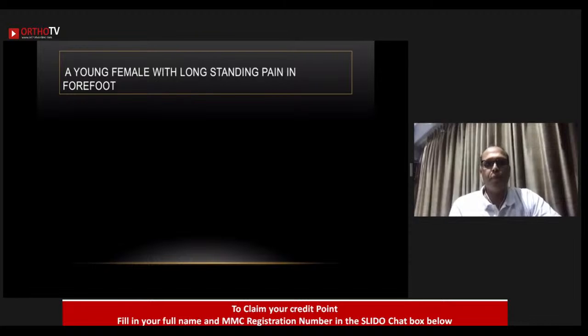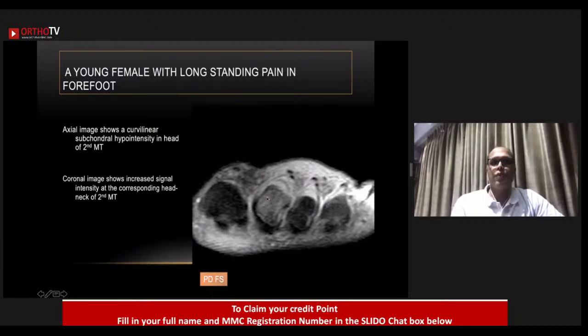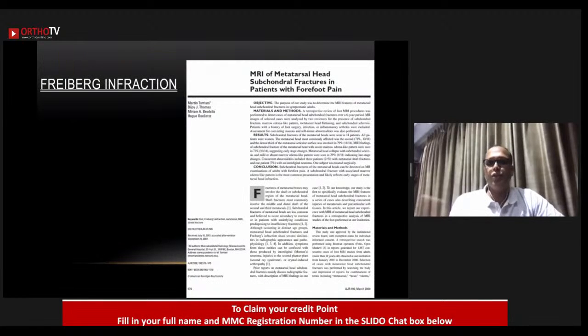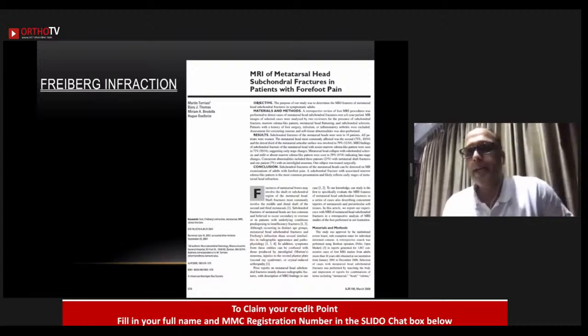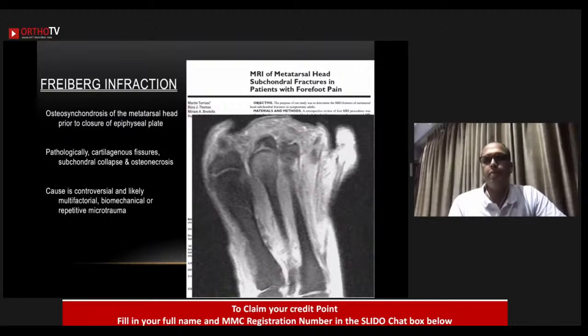inflammatory changes. Another patient, long-standing pain in the forefoot. This is a very striking image. This is the fat suppressed image. We can see that although the marrow edema is there, the head of that second metatarsal is hyperintense, which is very classical for what we term Freiberg's infraction, which eventually is an avascular necrosis happening at the head of the second metatarsal bone.